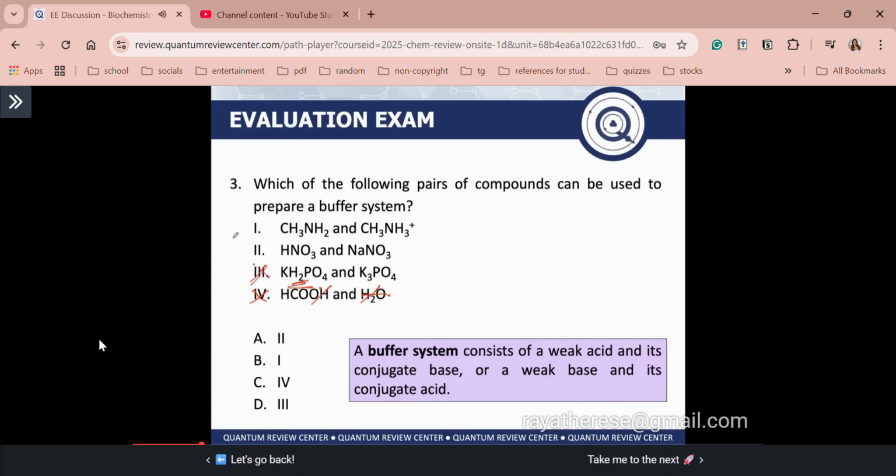For number 2, class, very obvious, this is a strong acid. So automatically, number 2 is not the correct answer. And clearly, number 1 is our correct answer. Methylamine, its conjugate acid is methylammonium, right? So the difference between them, of course, is the protonation of your conjugate acid. So sir, the answer here is letter B. Yes po. Just be careful again. Letter B is the answer for number 3. Okay, so class, clear with our third item?